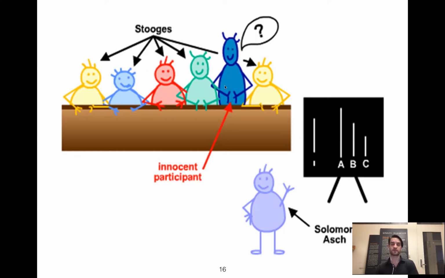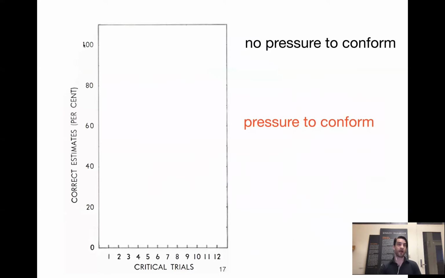And so you are in this situation where you're going fourth, fifth, last, whatever. And sometimes there's pressure to conform because everyone's saying an answer you don't want to say. They're saying the wrong answer. But sometimes there is no pressure to conform because they're giving the answer that you want to give. And so what you can do is plot how accurate people are at picking out the right line of those three options, and look at how well they do across several trials when there's no pressure to conform, whereas when there's pressure to conform, in that situation where they give the wrong answer. In that case, the data looks like this.